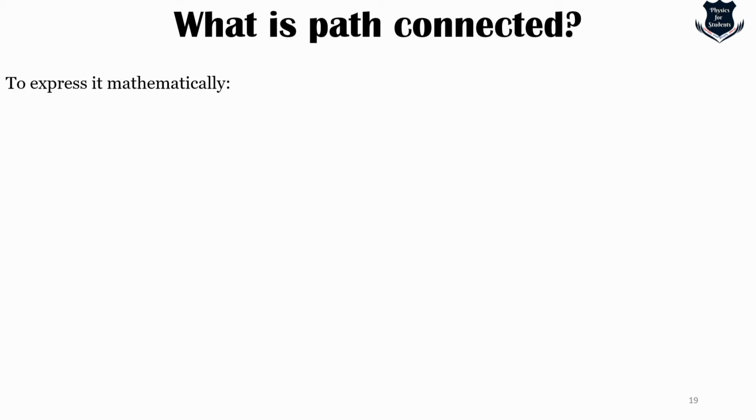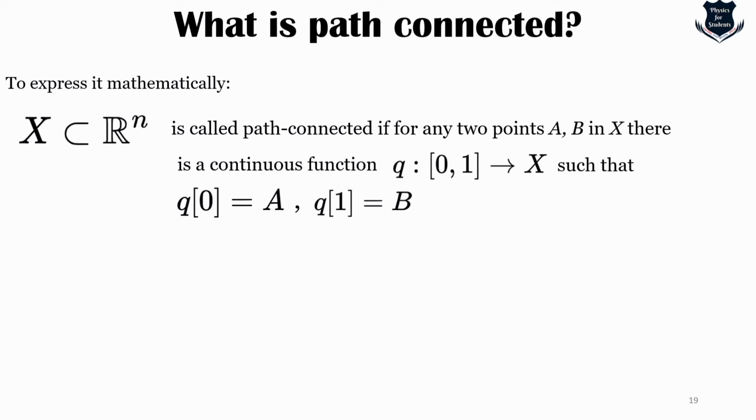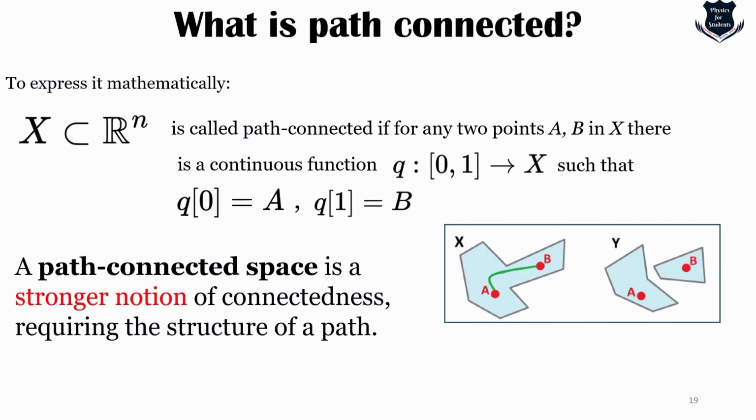So if we want to express this connection etc. in mathematics, it is simply described as: X subset of R^n is called path connected if for any 2 points A and B in X there is a continuous function q from the interval 0 to 1, such that q(0) equals A and q(1) equals B. That is the path connecting these 2 points. So path connected space is a stronger notion of connectedness requiring the structure of a path. Right, so we get the interval 0 to 1, and there is a continuous function such that q(0) equals A and q(1) equals B. Very, very simple. Nothing much to worry about.